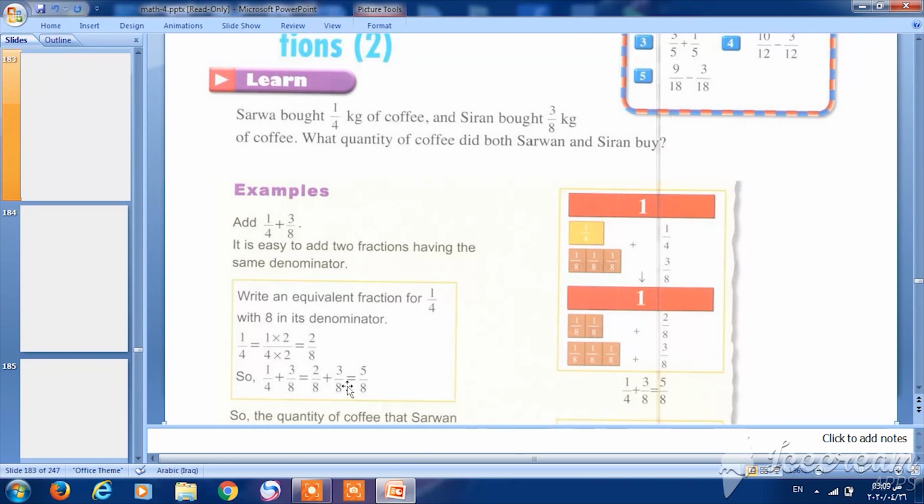Okay, from there we get two fractions. They have the same denominator, so we can solve it. 2 plus 3 equals 5, and you keep 8, so you get 5 over 8.